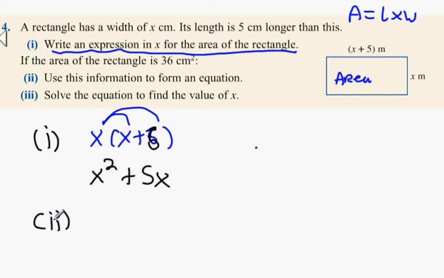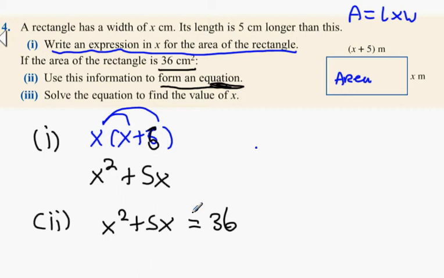you're on part 2, forming the equation, right? Okay, so tell me what to do now. So the area is represented by x squared plus 5x, isn't it? Because it says write an expression for the area. So the area is x squared plus 5x, and you said that equals 36. You've just formed an equation. Why is it an equation? Because it has an equal sign in it.